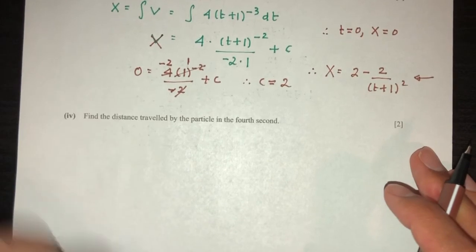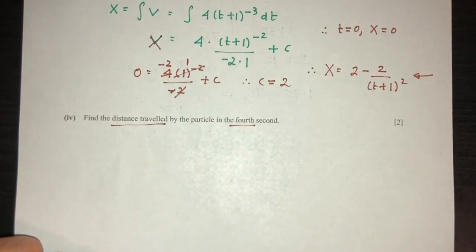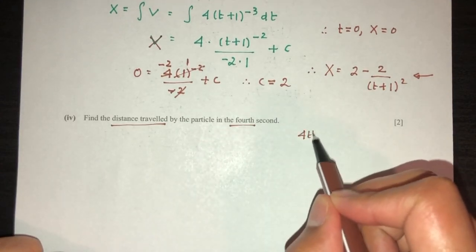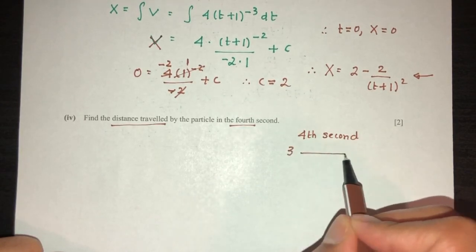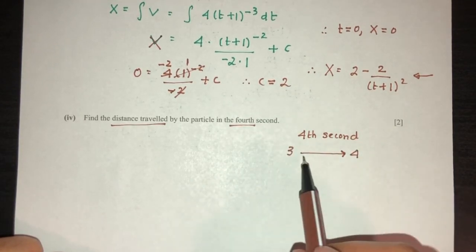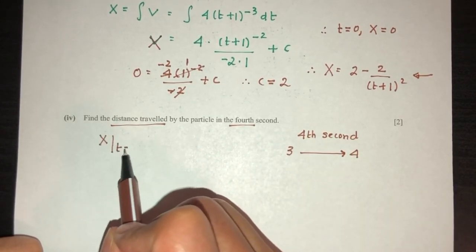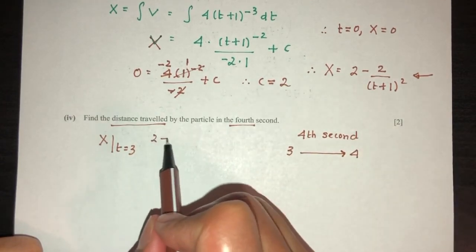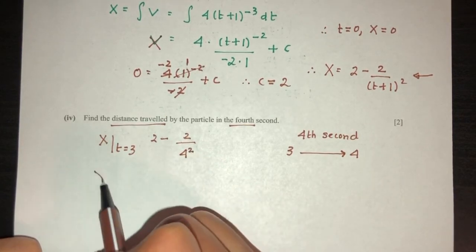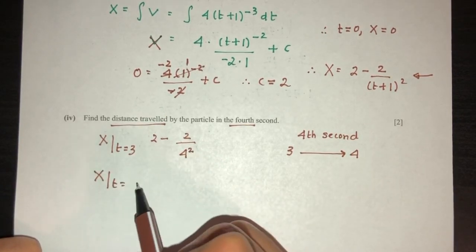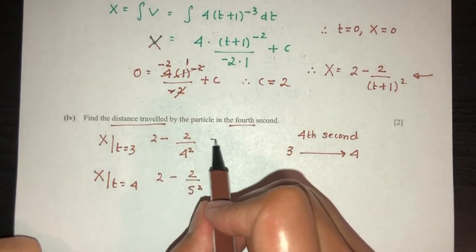Okay. Now for part 4, find the distance traveled by the particle in the 4th second. So the 4th second is the time between the 3rd and 4th second. So let's find the value of x when t is equal to 3. That will be 2 minus 2 over 4 squared. And find x when t is equal to 4. 2 minus 2 over 5 power 2. Let's see what values we get.